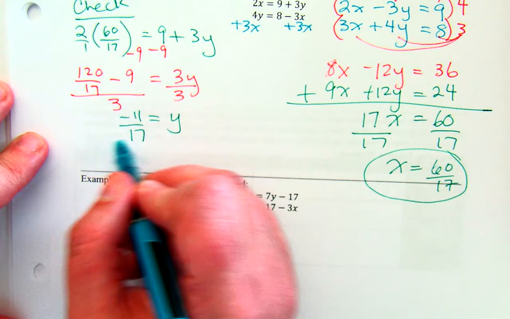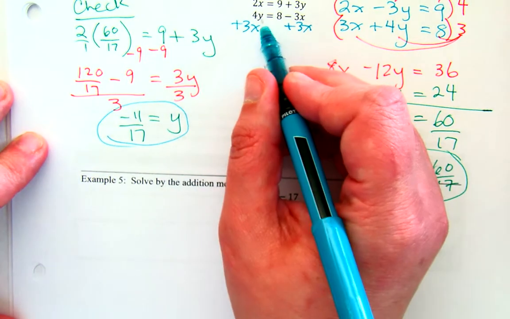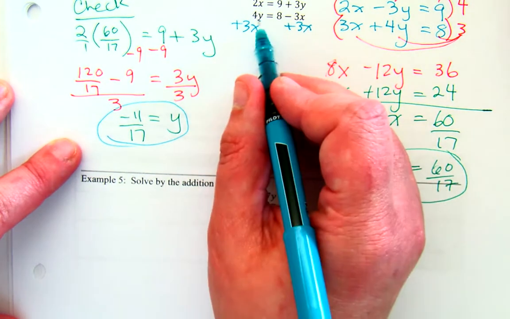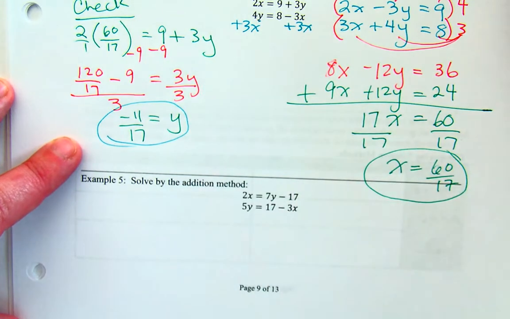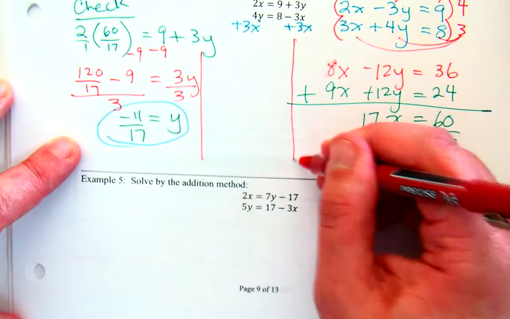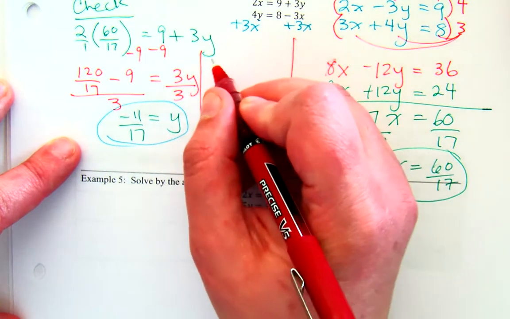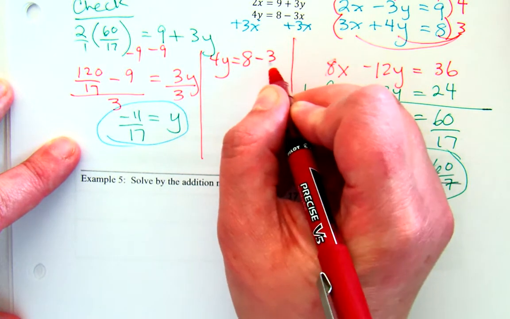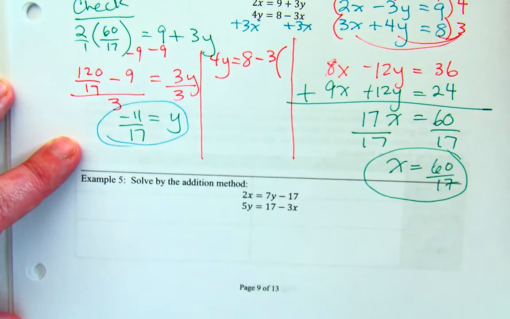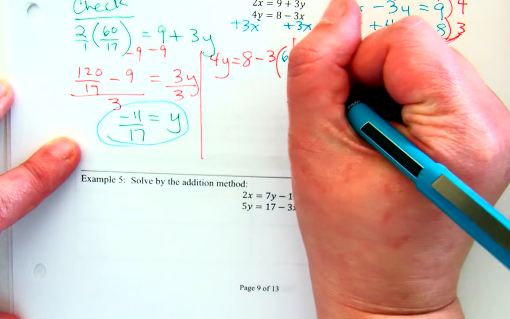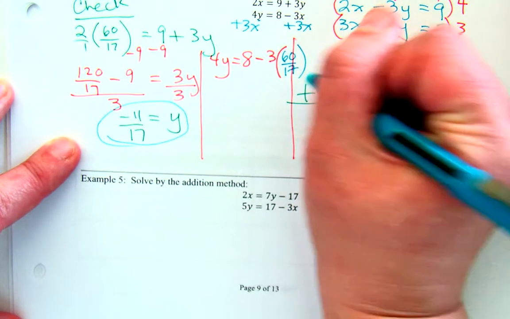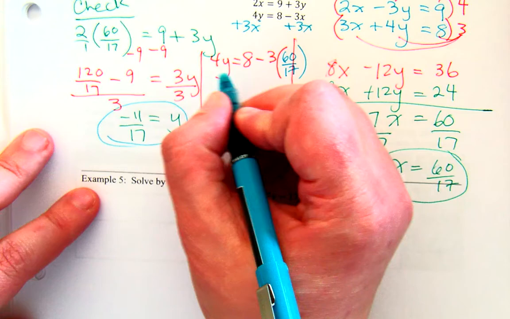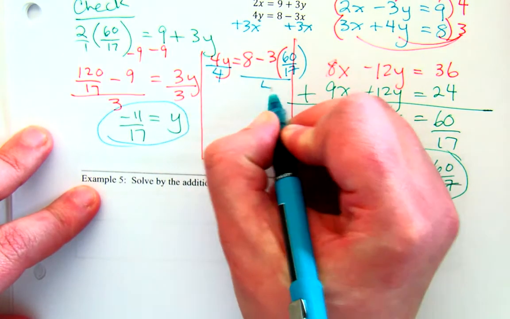Okay, so I only checked it in one. I need to check it in both. So I'm going to just do the same thing. I'm going to plug in x to see if I can get that same y. And I'm going to make some space for myself. So this is my second check. I take 4y equals 8 minus 3 times, what's going in for x? Good, 60/17. Exactly right. That's what you're thinking. Okay, perfect. And then I'm going to divide this by 4.